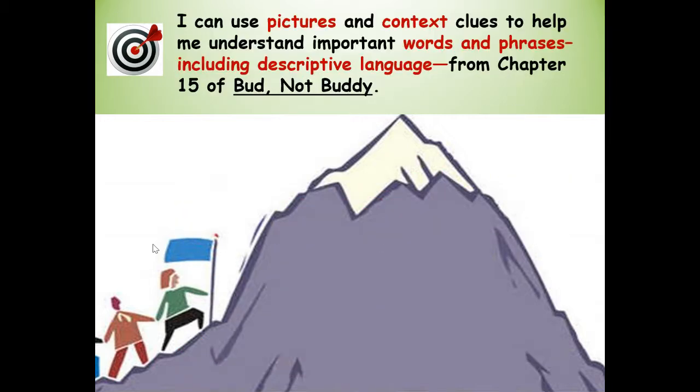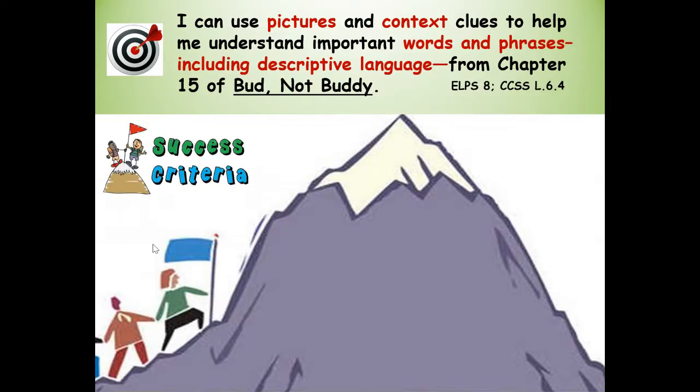So here is our learning target. I can use pictures and context clues to help me understand important words and phrases, including descriptive language, from Chapter 15 of Bud Not Buddy. Success criteria. That means how will you know you're successful at using pictures and context clues to help you understand the words and phrases from Chapter 15 of Bud Not Buddy?